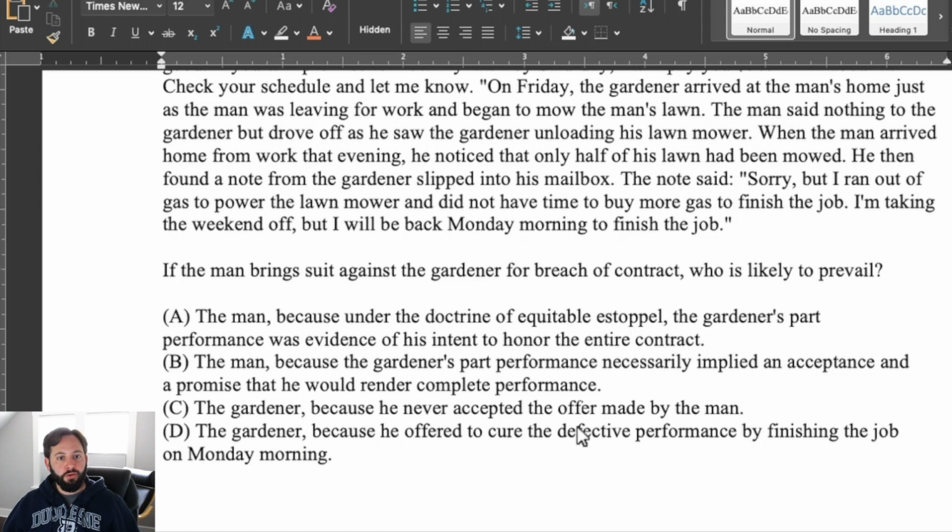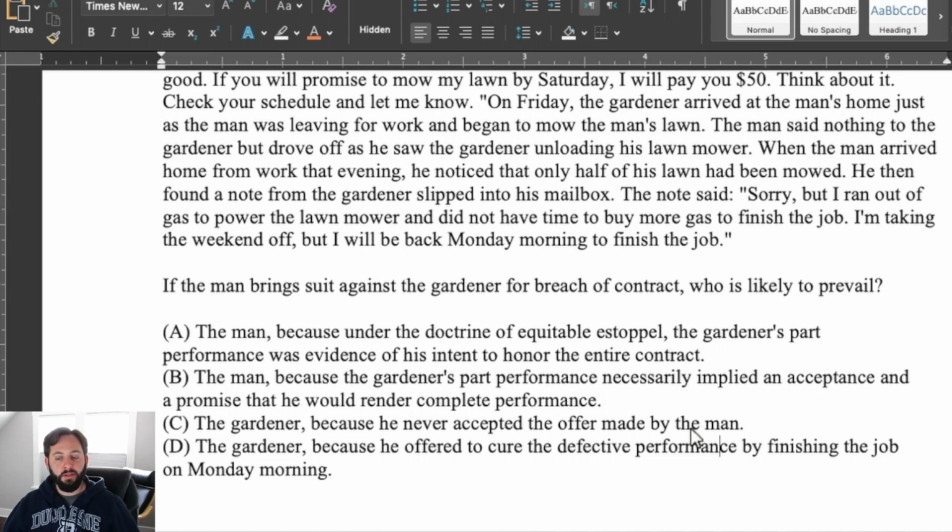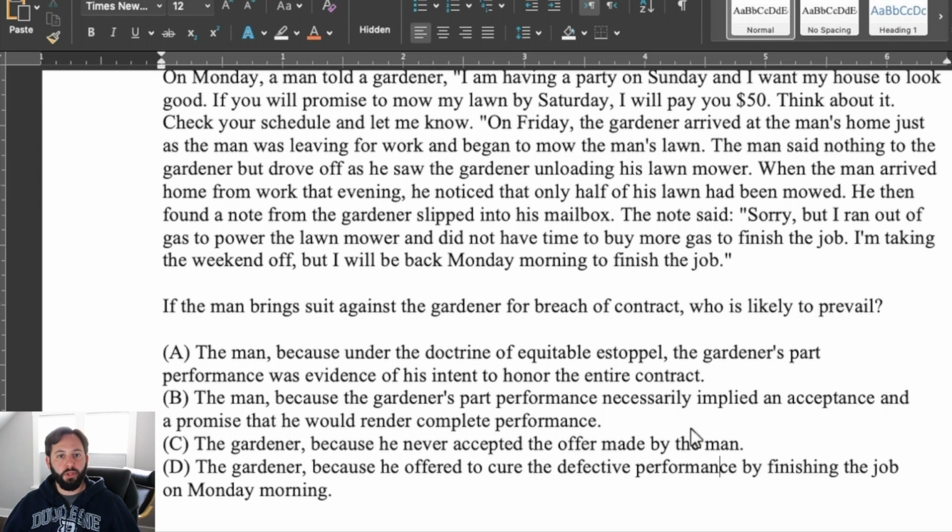And the gardener, because he offered to cure the defective performance. So we have an issue of cure and defective performance, which has to do with formation of a contract and then later whether or not there was time to cure after a breach.